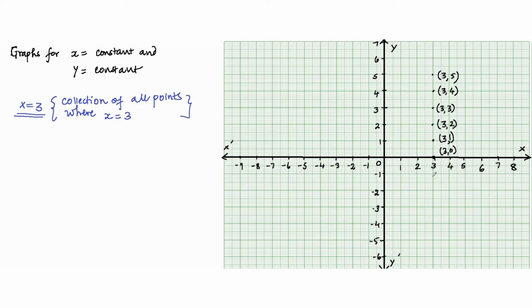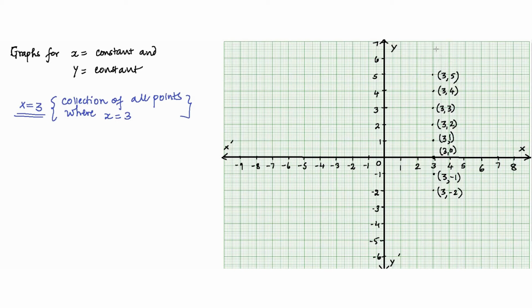Similarly, there are points below the x-axis also. So consider this particular point. The x coordinate of this point is 3 and the y coordinate is -1. Similarly, here the x coordinate is 3, the y coordinate is -2. So you will notice that all these points have their x coordinate equal to 3 and the y coordinate can be different.